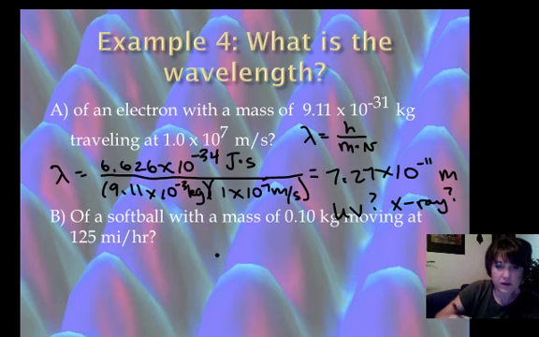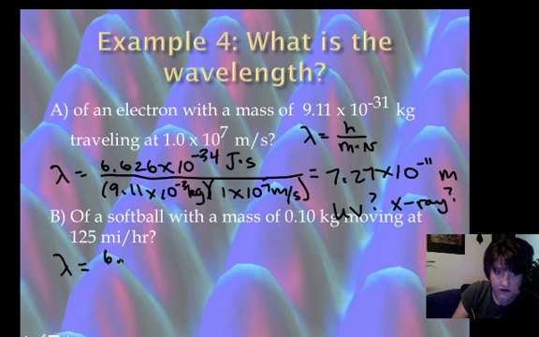But let's solve this part. What would you calculate the wavelength of a softball to be, where the softball has a mass of 0.1 kilograms and it's moving at a pretty good speed, 125 miles per hour? That would be like a deadly fast pitch. Holy smokes. From a softball? Phew, that one got launched.